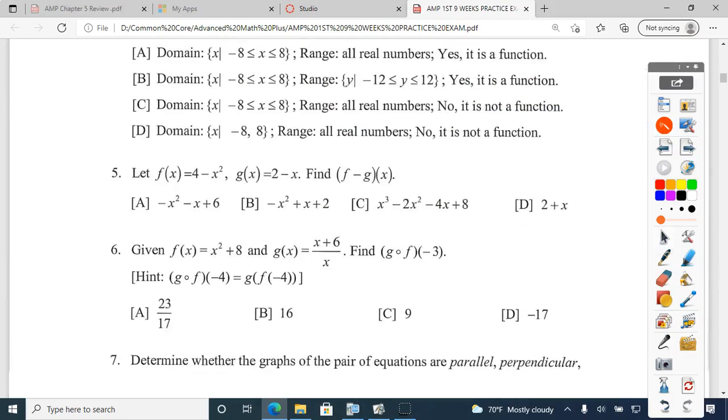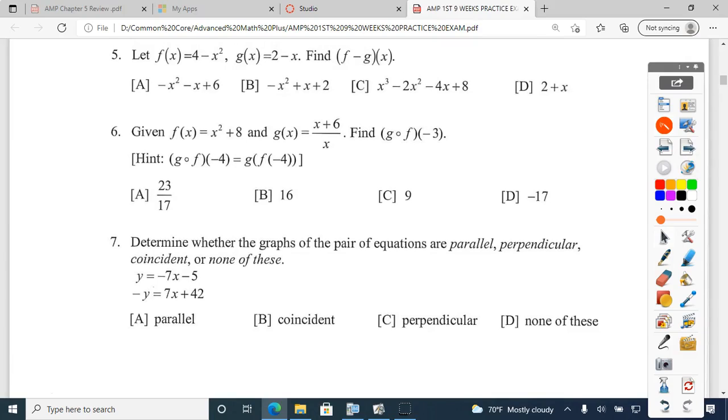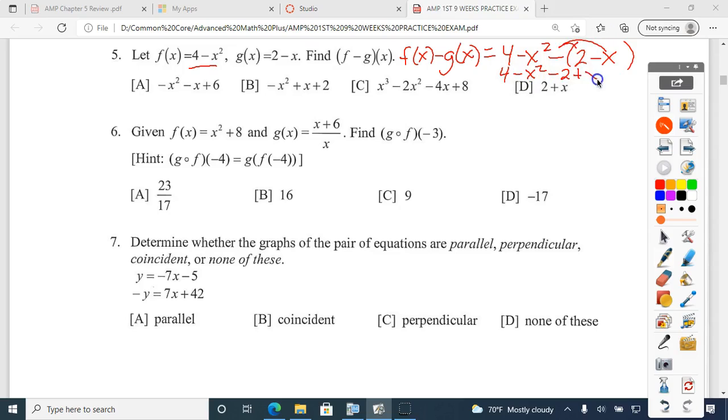Number 5. F minus g of x. All this means is we take f of x and subtract from it g of x. So what is f of x? 4 minus x squared, minus, and the most important part is to put parentheses around your g of x, which is 2 minus x. Distribute. You get 4 minus x squared minus 2 plus x. And add your like terms, we're going to have negative x squared plus x plus 2, which is b. Okay?